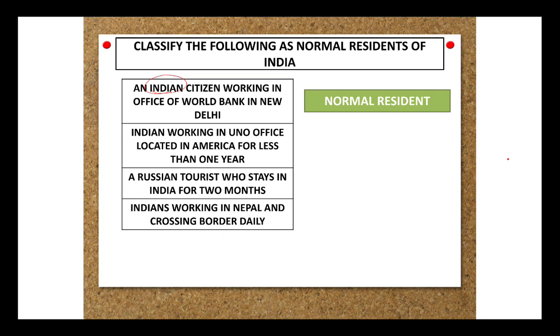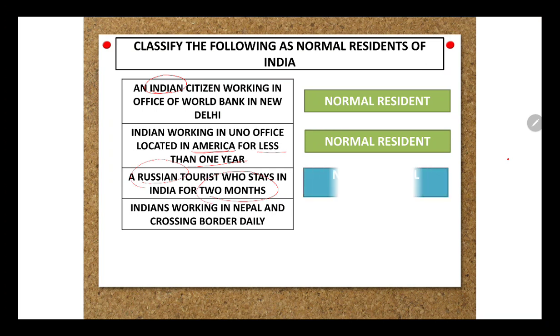Next, an Indian working in the UNO office located in America, and that is also for less than a year. Had he been in America for more than a year, he would be the normal resident of America. But since the time duration is less than a year, he will be considered as the normal resident of India only. A Russian tourist who stays in India for 2 months: it's not more than a year, so he will not be considered as the normal resident of India.